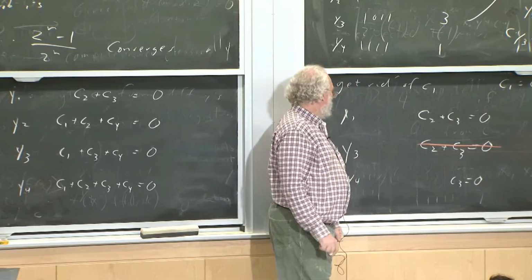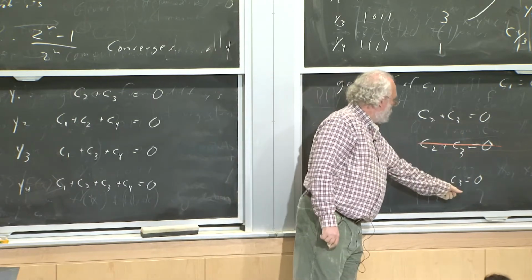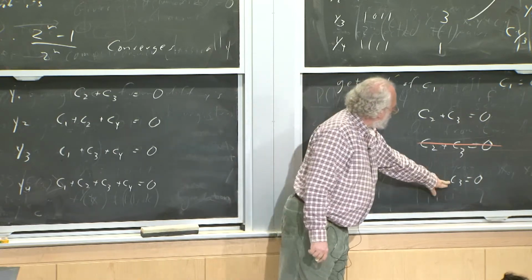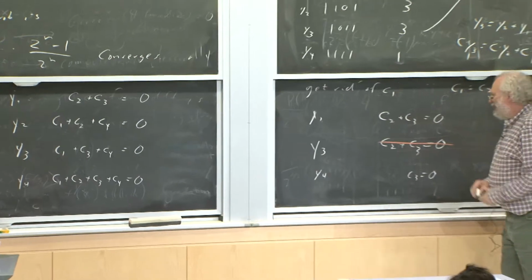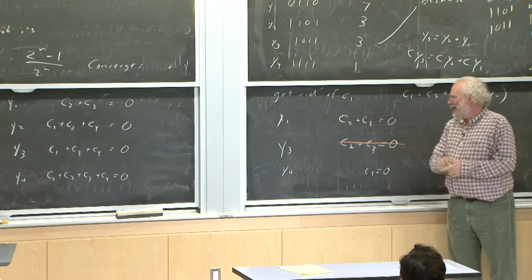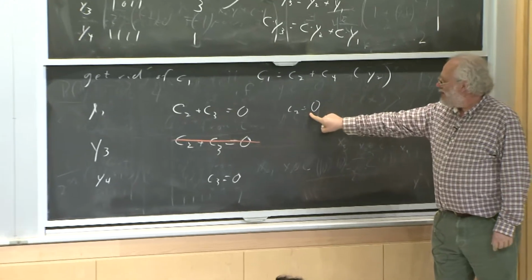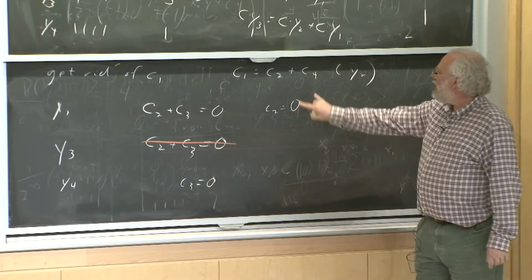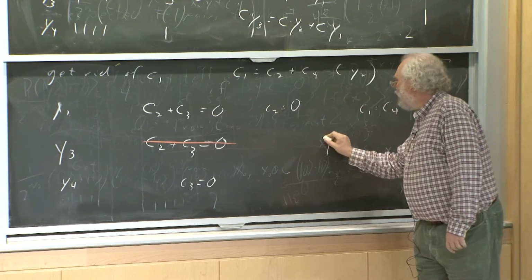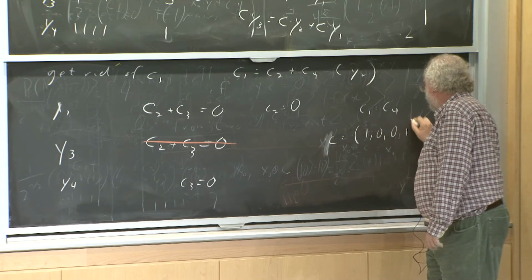OK, so now we repeat. Well, we only have two equations left. We have C2 plus C3 equals 0 and C3 equals 0. So we can eliminate C3 from, we can take y4 and subtract it from y1 and get C2 equals 0. So we get C2 equals 0, C3 equals 0. Plugging back in here, we get C1 equals C4. And we get C equals 1, 0, 0, 1.